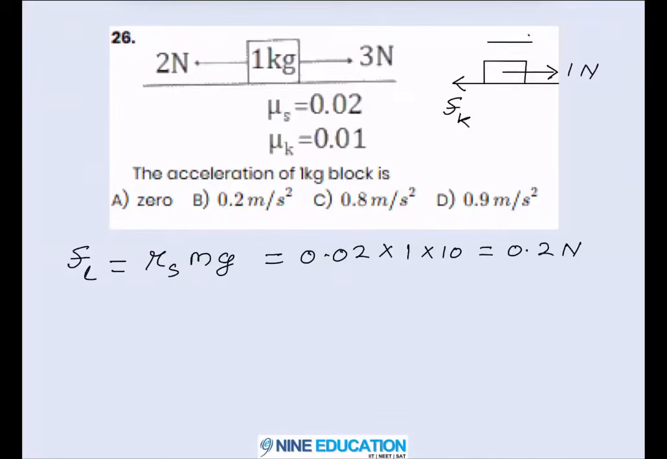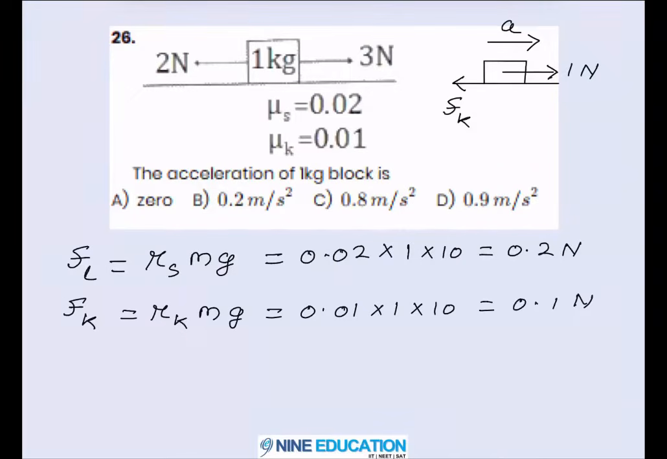And let us assume that the acceleration of the body is A. First, let us calculate the kinetic friction. What will the kinetic friction be? It will be mu k into mg. Mu k is 0.01 into 1 into 10. That is about 0.1 Newton.